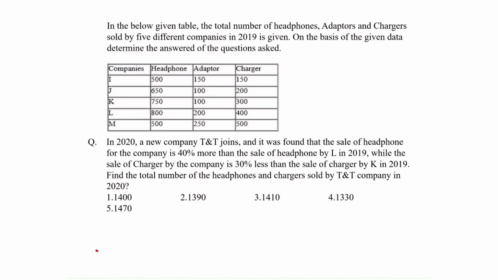In the below given table, the total number of headphones, adapters, chargers sold by different companies in 2019 is given. On the basis of the given data, determine the answer of the questions asked. Here we have different companies I to M, and we have different columns with headphones, adapters, and chargers. In the year 2020, a new company TNT joins. It was found that the sale of headphones from a company is 40% more than the sale of the headphones here.